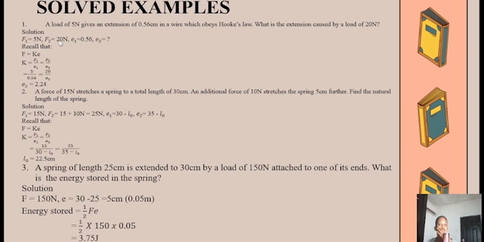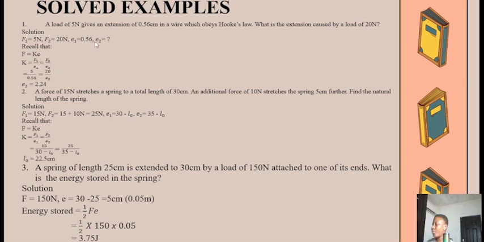Looking at the first example, we have a load of 5 Newton that gives an extension of 0.56 centimeter in a wire which obeys Hooke's law. You remember what Hooke's law is? Force is directly proportional to the extension. So they now ask, what is the extension caused by a load of 200 Newton? This is just like the analysis I gave. The first person, let's assume this person was a baby, was applied a force of 5 Newton, and this one was a 10-year-old person applied a force of 20 Newton. So they're now asking what will be the extension of the material when this person applies a force of 20 Newton.